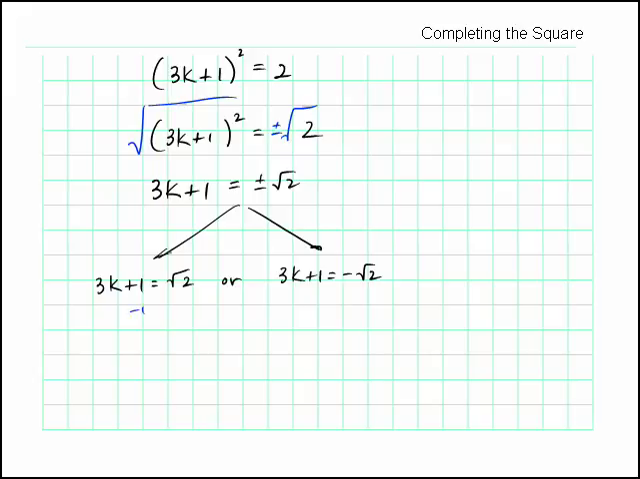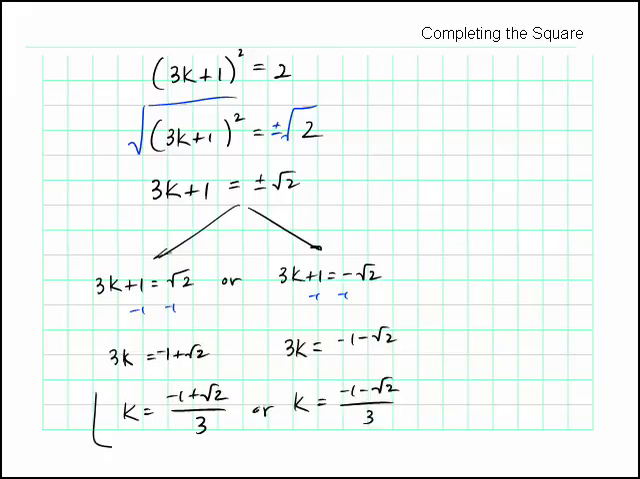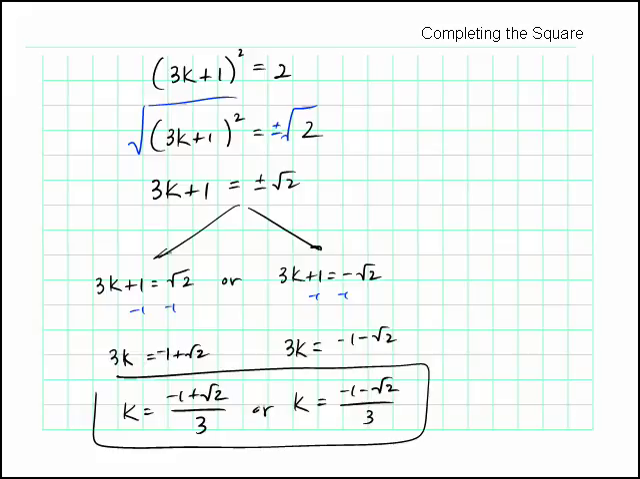On the left here, subtracting 1, I get negative 1 plus square root 2, and then divide by 3, and I have one answer. There it is. And then over on the right side, my other answer will be, let's see, 3k equals negative 1 minus square root 2. Divide by 3. And there's our second answer. And so those are the two solutions to my equation. Okay, very good.